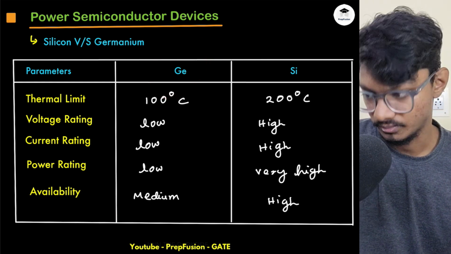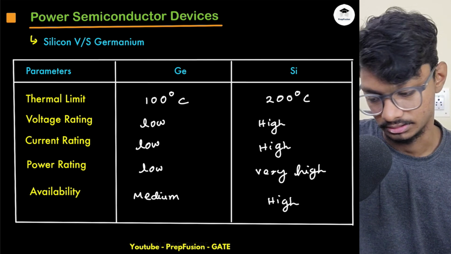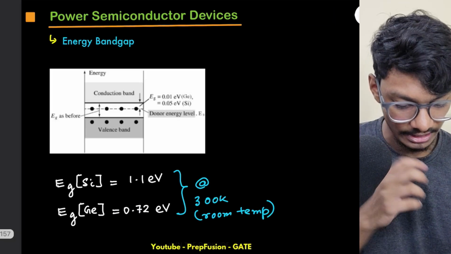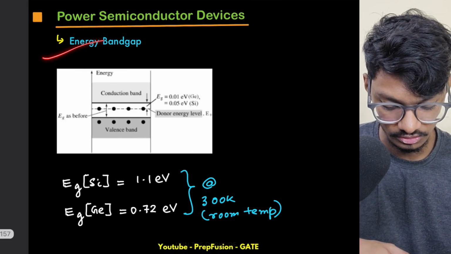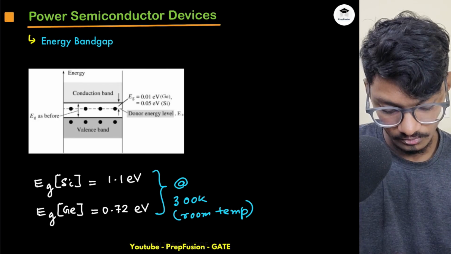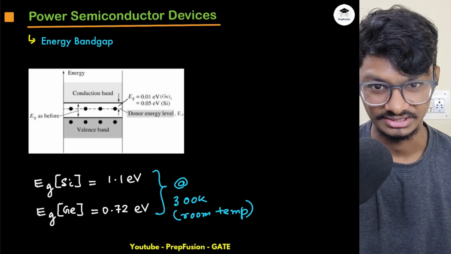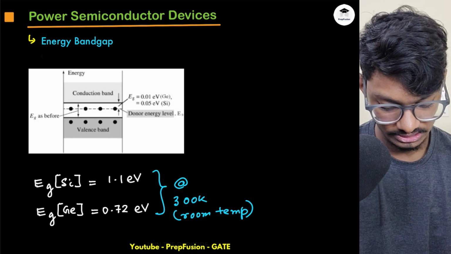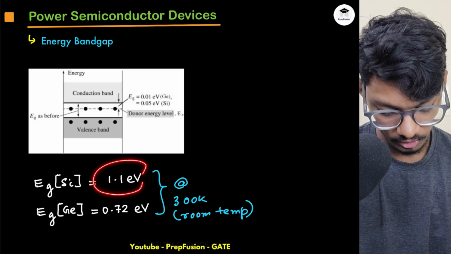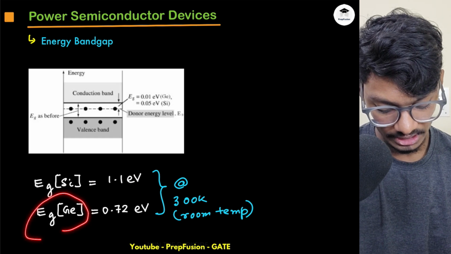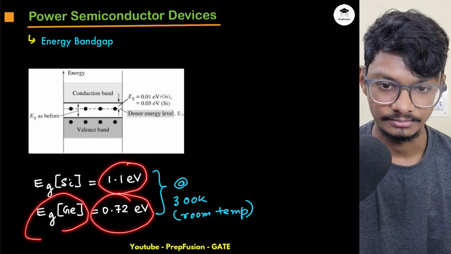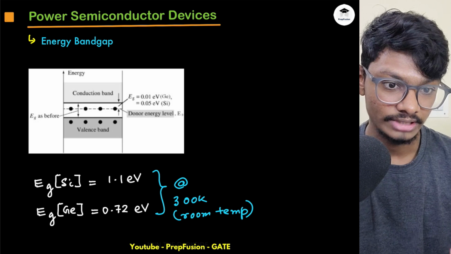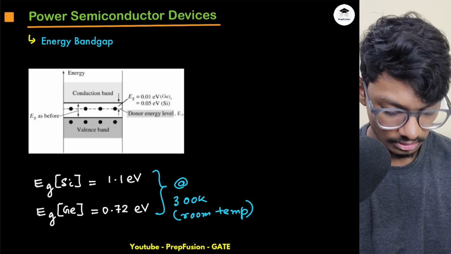Germanium is also a useful component, but we use silicon for our semiconductor devices. Another reason is the energy band gap. Due to this only, all these things are high and low. If you have studied a bit of semiconductor physics, you will know that in silicon the band gap is 1.1 electron volt, and in germanium the band gap is 0.72. So silicon has the higher energy band gap. From valence band to conduction band we need higher energy, so electrons don't go that easily to the conduction band.